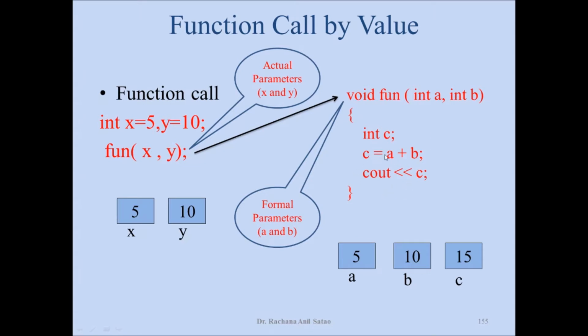Whatever changes are made in a and b will not be reflected in x and y, because only values are copied, not the memory location. You have to remember this. Call by value means just copying a value from one location to another location and performing the task. This is the first type of function call.